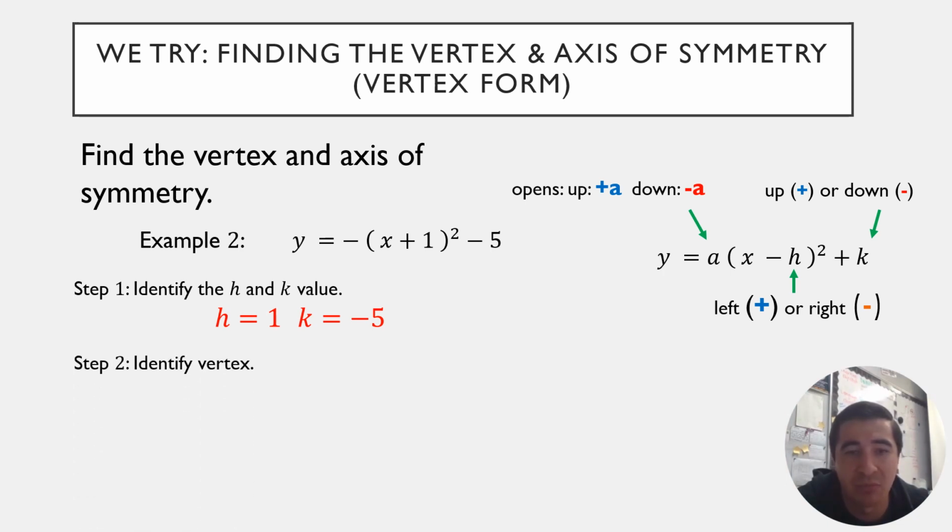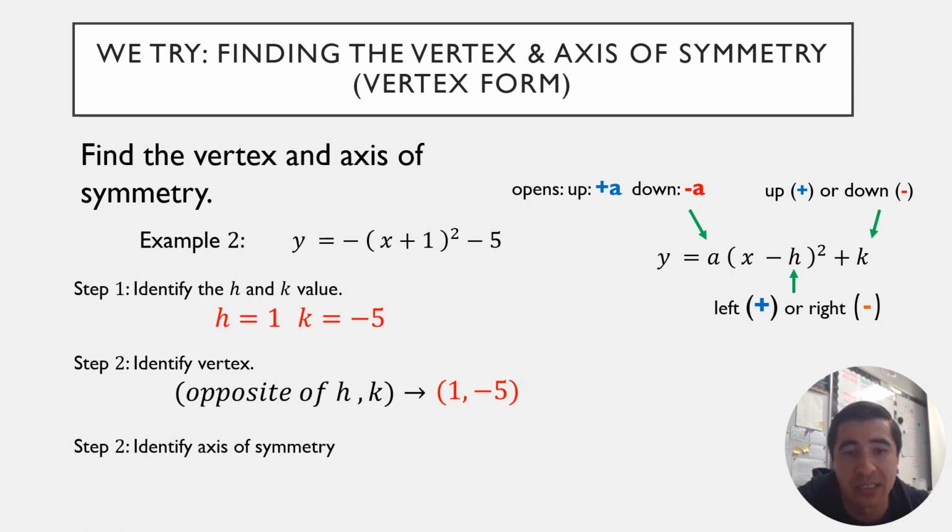Well, again, we want to be able to identify the vertex here. So again, we want to take the opposite of h, in which case, on your paper, what would the opposite of h be? If you wrote negative 1, perfect. Again, we're just taking the opposite. If it's positive, now it's negative. So it'd be negative 1, and then our k value, which is negative 5. So our vertex would be negative 1, negative 5. And that would be our coordinate point for our vertex.